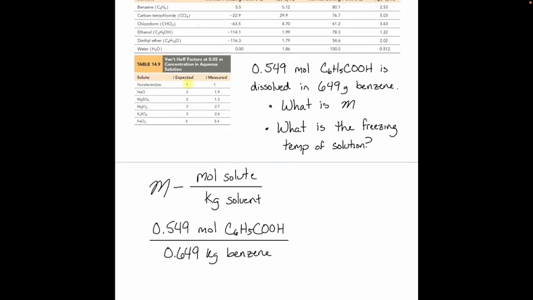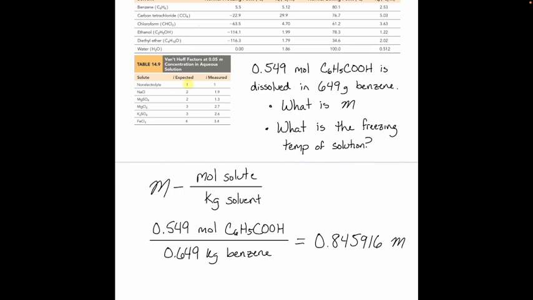All right, so my definition of molality is my moles of solute over kilograms of solvent. So I'm going to take my moles of my benzoic acid, my C6H5COOH, and divide it by that 0.649 kilograms of my solvent, benzene. Punch that into my calculator. I get 0.845916. Fancy M.